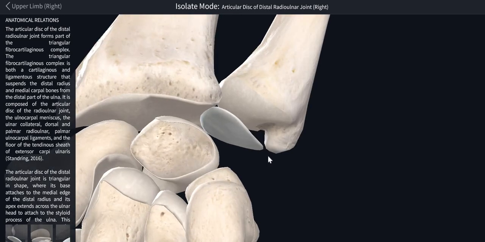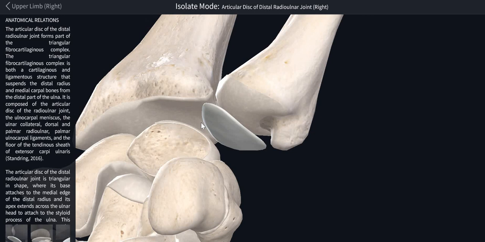It is made up of fibrocartilage. It has a base right over here. This base attaches to the medial edge of the ulnar notch. So the medial lower edge of the ulnar notch attaches to the base of this articular disc, and its apex attaches to the styloid of the ulna.